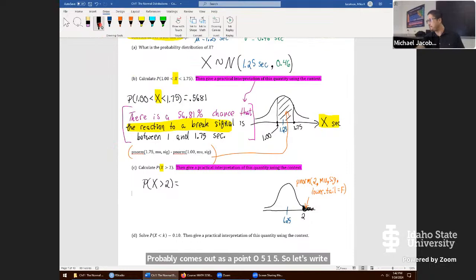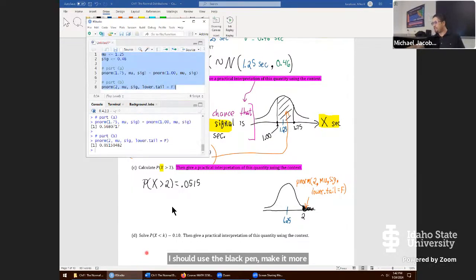Probably should use the black pen, make it more official. 0.0515. And we did it, folks. That looks about right. If I forgot the lower tail equals false on this, here's how it would have come out. We have a close to a 95% chance that x is bigger than 2 by this syntax right here.